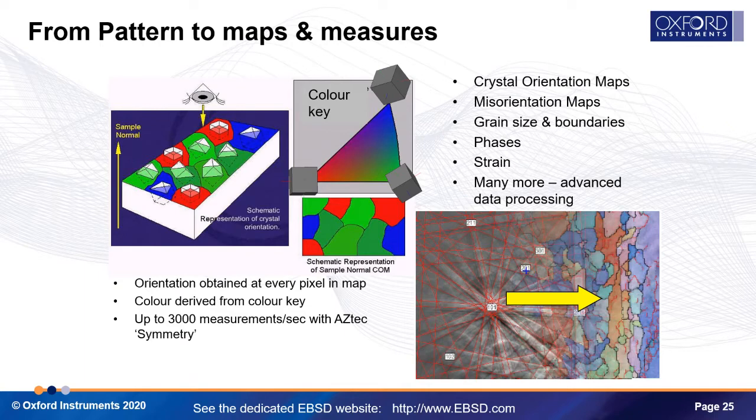One of the things about EBSD is that we get a huge amount of data in the form of orientation measurements in a spreadsheet, and we can use these to get various orientation maps and also misorientation. So if we look at the difference in measurements or orientation between neighboring pixels, we can use that to learn something about the strain condition of the material. We can also look at grain size and boundary types. We can identify different phases. We can look at strain, and there's a huge number of other measurements that we can get from this.